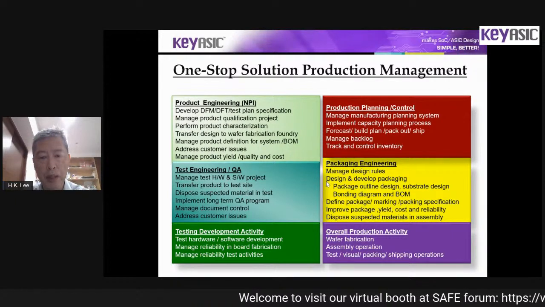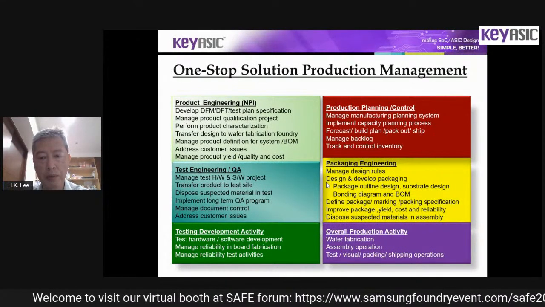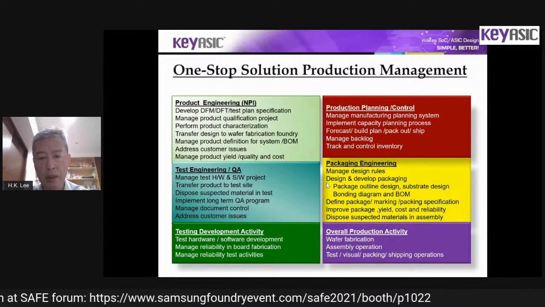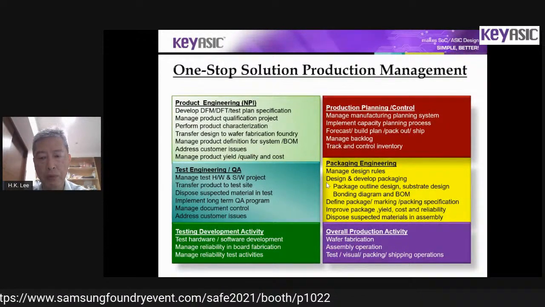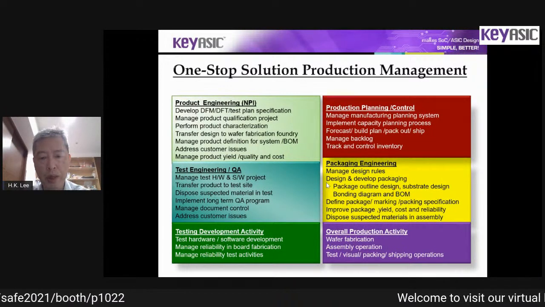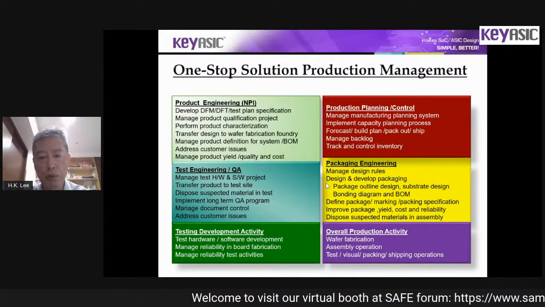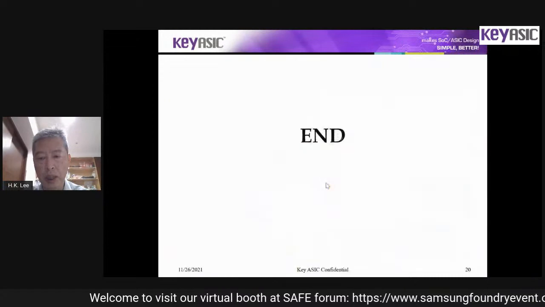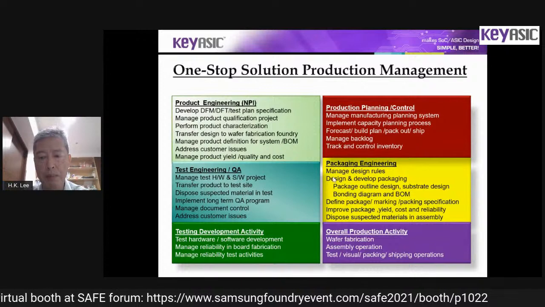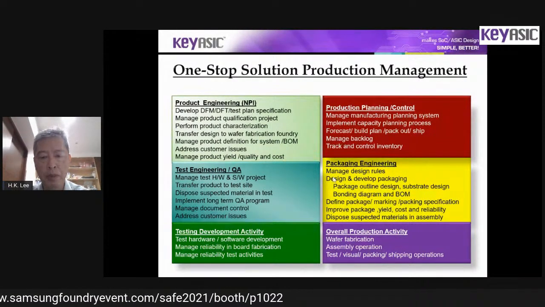And down to packaging engineering, we can manage design rules, design and developing packaging, including package outline design, substrate design, bonding diagram, and BOM for the overall package design development. We can also define package and marking packing specification, improve the package yield, cost, and reliability, and also dispose suspected materials in assembly level. We can do all those things for our customers.